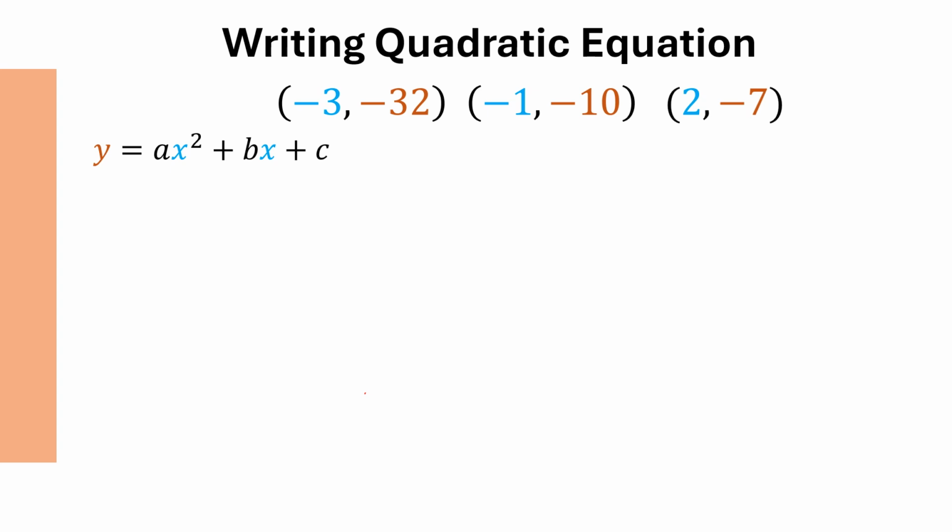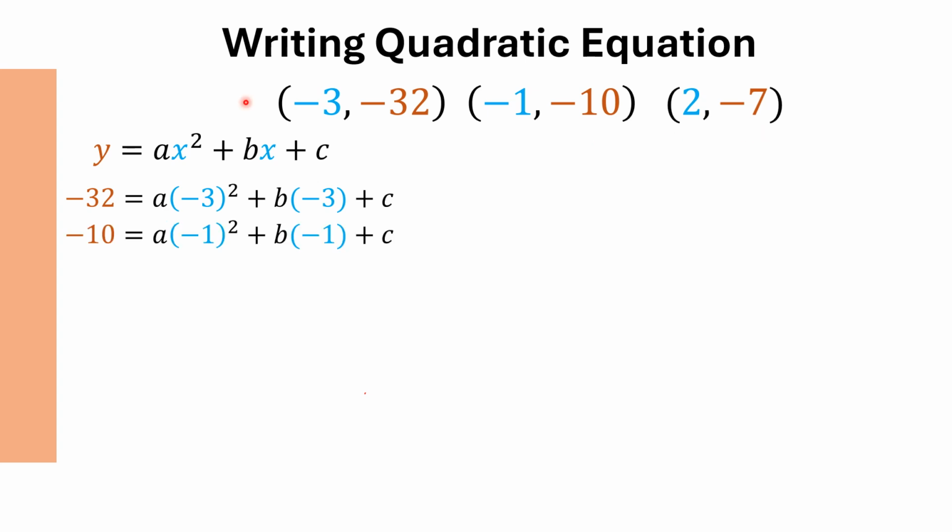So for our first equation, instead of y equals, we're going to have negative 32 equals a times x. X is negative 3, so we have negative 3 squared, plus b times x, which is negative 3, and then plus c. And you're going to repeat that same process for the second point and the third point. So here's my second equation, and here's my third equation.